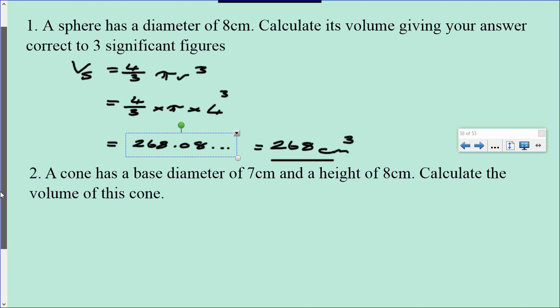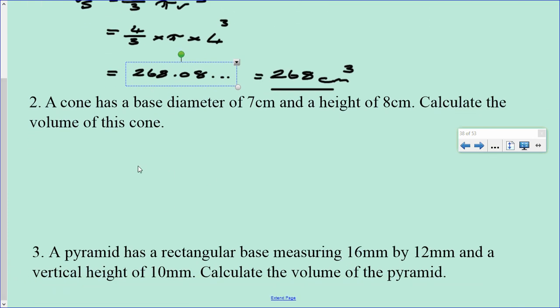Now our next question, if I can get there, we go, is a cone has a base diameter of 7 centimeters and a height of 8 centimeters. Now if you've looked at the PDF notes already, you'll notice I've actually changed those numbers because it was the same numbers as the starter before. Now if you've done it, it doesn't matter. I just wanted to give you a different example to go through.